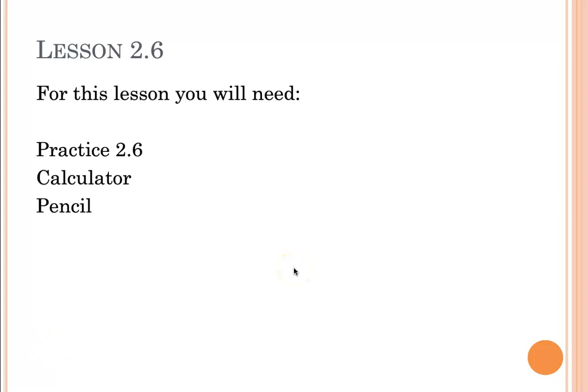This is lesson 2.6. For this lesson, you will need your actual practice worksheet 2.6, a calculator, and a pencil. Please pause if you need to get one of those items.